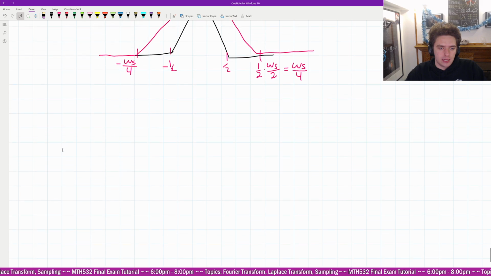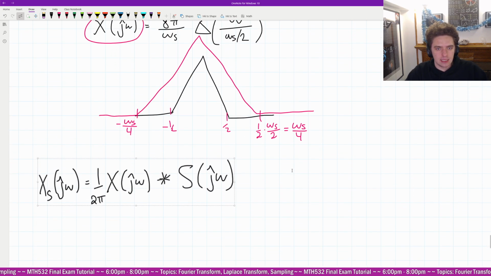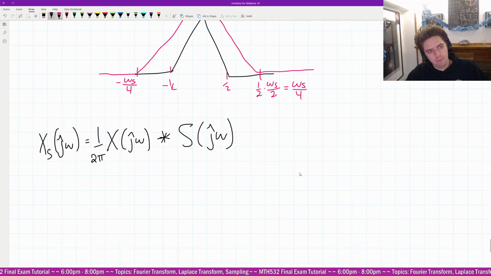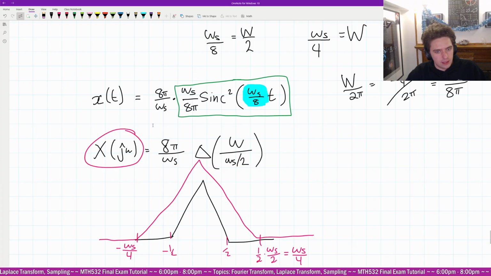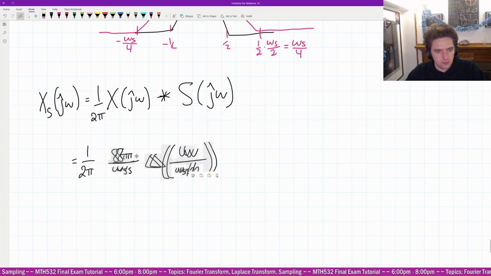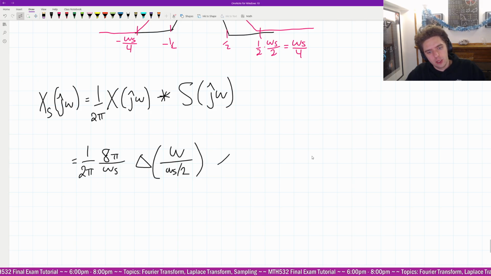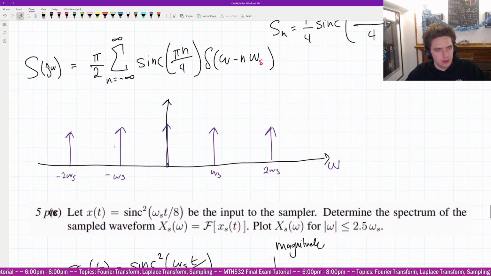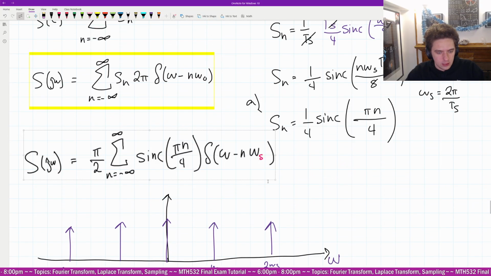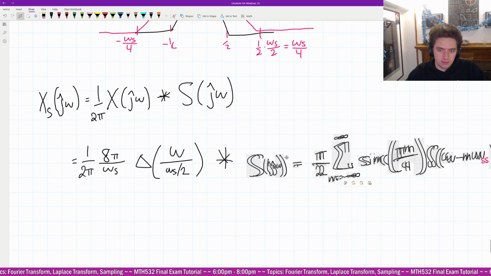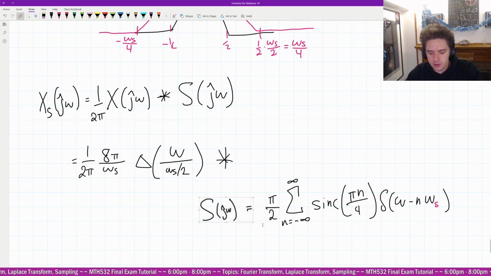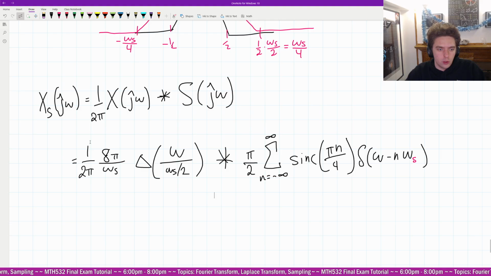So this is what we're trying to do, right? We're trying to understand this a little bit. So first of all, 1 over 2 pi times X of j omega. We just found that, right? That's X of j omega, convolved with S of j omega. S of j omega, we found that here. It looks scary. It's just a bunch of impulses. Right? So that's what we want to plot, basically.